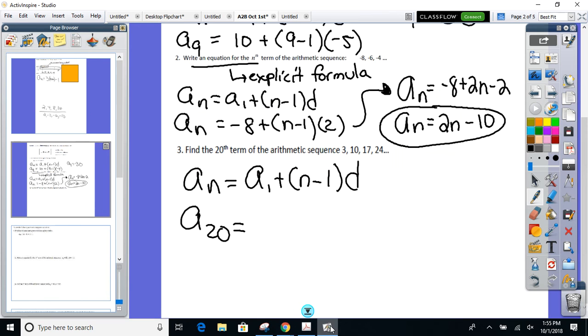What are you plugging in for the first term? 3. How about n? Oh, no. It's telling you 20th term, right? So 20, yep. The only time I want to keep it n is if I'm just writing a formula for it, okay? And then what are you going by? 7, so that's the d value, yep. Again, the only time you want to leave n is when you're trying to find an equation for the nth term.